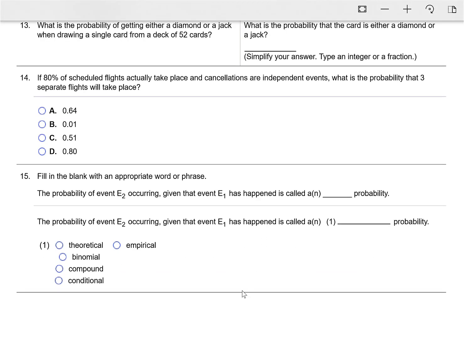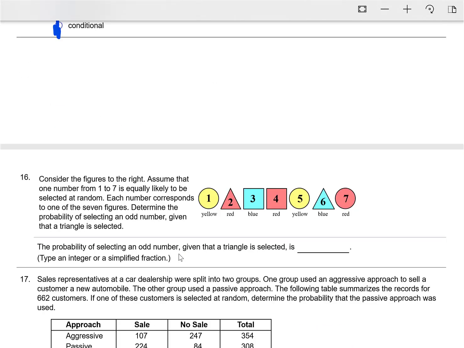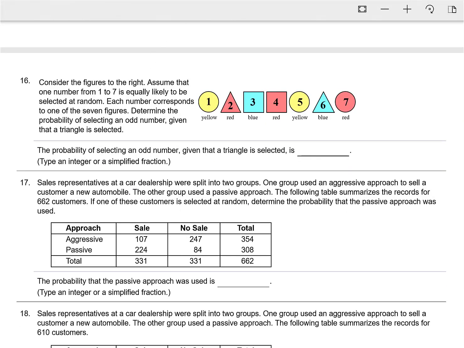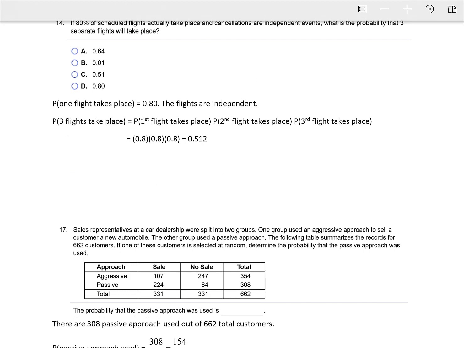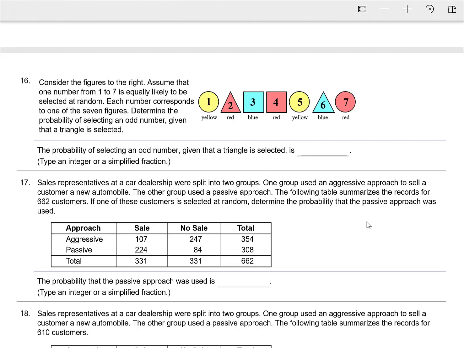The probability of event E2 occurring, given that E1 has happened, is called what kind of probability? And that's a conditional probability. Okay, this one has a detailed solution. No, it doesn't. You do this one just by looking at it.